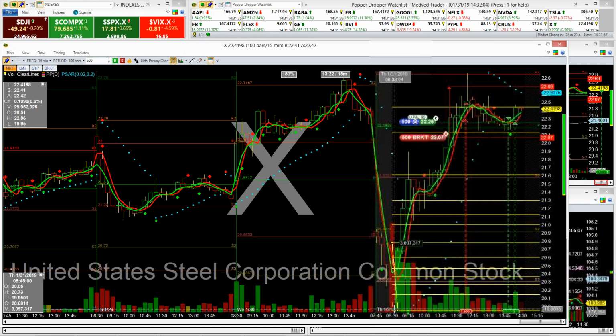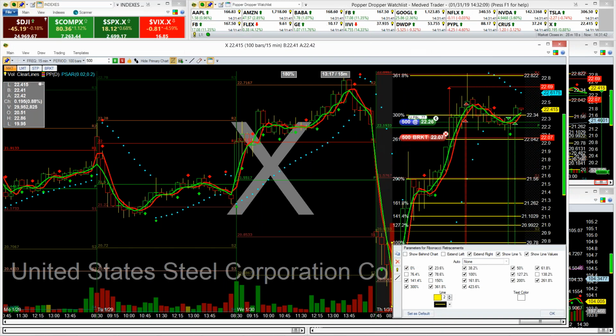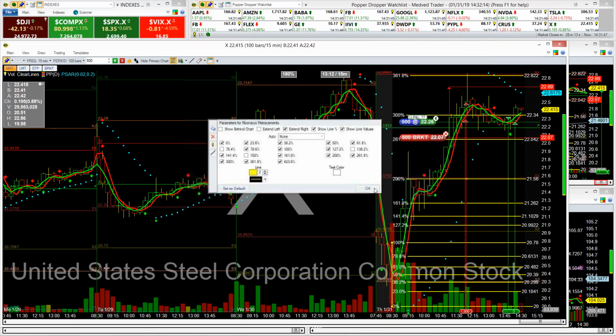When you first do it, you may only have this little yellow line right here. Put your mouse over that line and right click, and you're going to have a window pop up, okay? This is the window you want to see. You're going to want to make sure you have extend right checked, show line percent, and show line values checked. And then you'll want to make sure you have 0, 236, 382, 50%, 618, 786, 100, 127, 140, 1618, 200, and then the new values that we added, 2618, 300, 3618, and 4236.